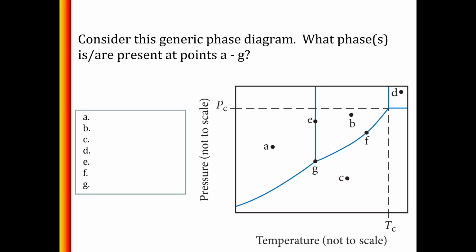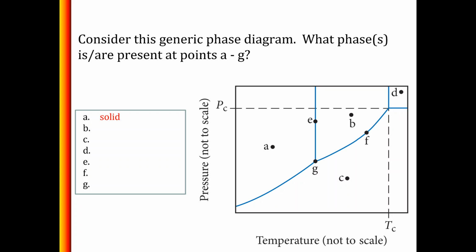Hopefully you were able to answer all of these. Let's label this. At A, what phase would be there? We haven't crossed any phase boundaries, so we should be in a solid. We're always going to start from a solid in this region. If we haven't crossed any phase boundaries, then we must be in a solid.